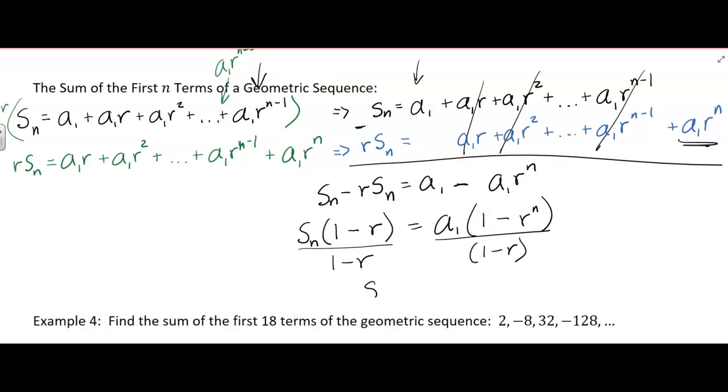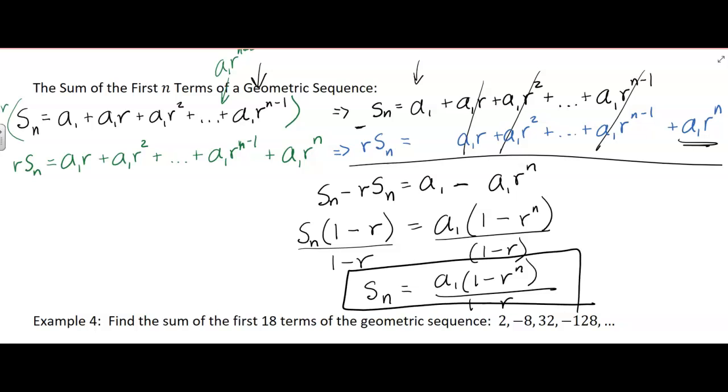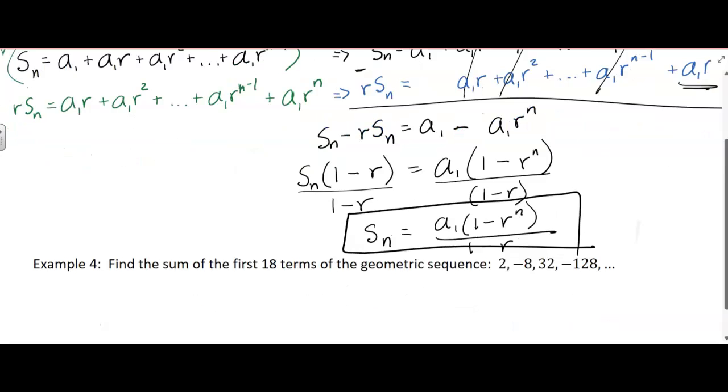So now you have a formula. S sub n equals a sub 1 times 1 minus r to the nth over 1 minus r. That's the formula. You know, whoops, I just chopped it right through. Well, I'm going to recopy it here in a second. You don't have to be able to find the formula. I'm just showing you where it comes from.